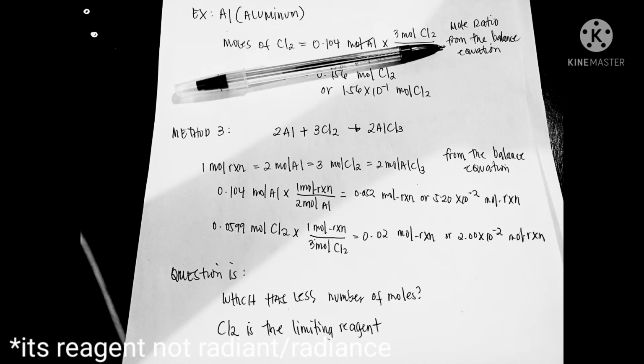Our answer for the first, moles of aluminum, is equal to 0.052 mole reaction, and for the second it is 0.599 moles of chlorine. Ang sagot natin ay 0.052 mole reaction. Now, the question is, which has less number of moles? So, let's just compare. The answer is chlorine gas, and so this is the limiting reactant or limiting reagent. If we already know which is the limiting reagent, we are now able to compute the theoretical yield.